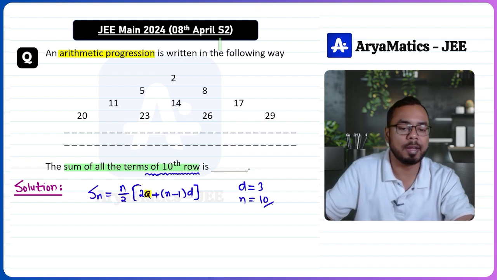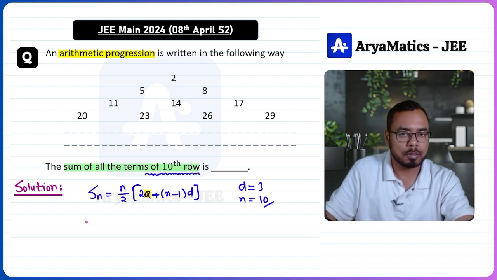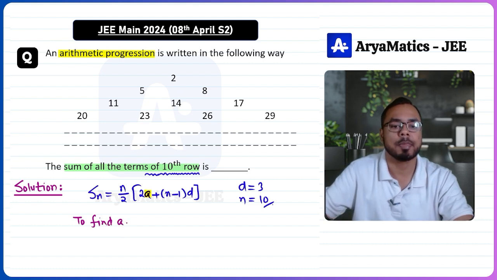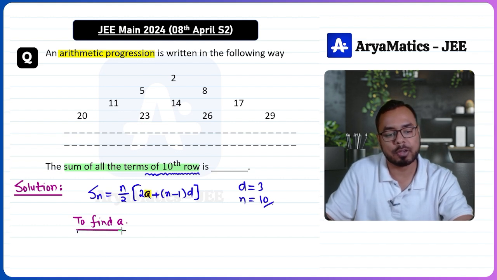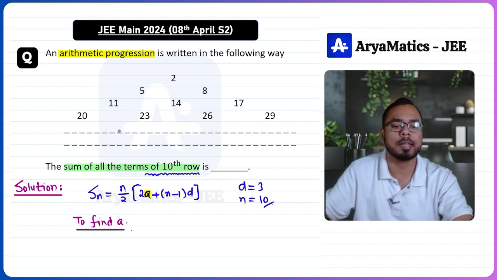Now, for finding the first term, there are different methods. Here the major part of the problem is to find the first term a. Once we get a, the first term of the 10th row, the first element of the 10th row, then we can easily get the sum.